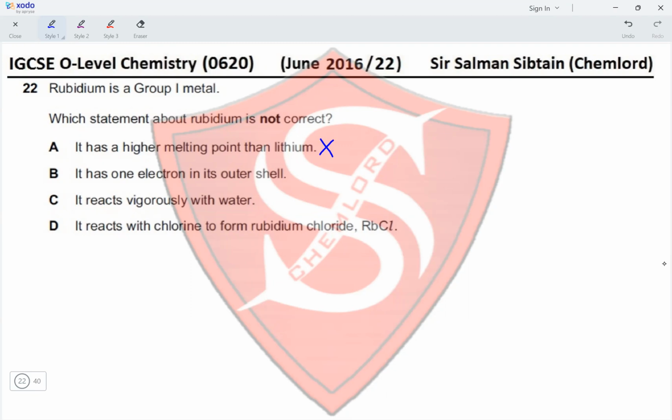Option 2 or B, it has one electron in its outer shell. This is a correct statement. It is in group 1. It reacts vigorously with water. Yes, all group 1 metals react vigorously with water with the intensity increasing down group 1. It reacts with chlorine to form rubidium chloride. Yes, a group 1 metal would form a positive ion and chloride would be a negative ion, and the group 1 metal and the chloride ion would be present in the ratio 1:1, which is RbCl. So option A is the correct option for this question.